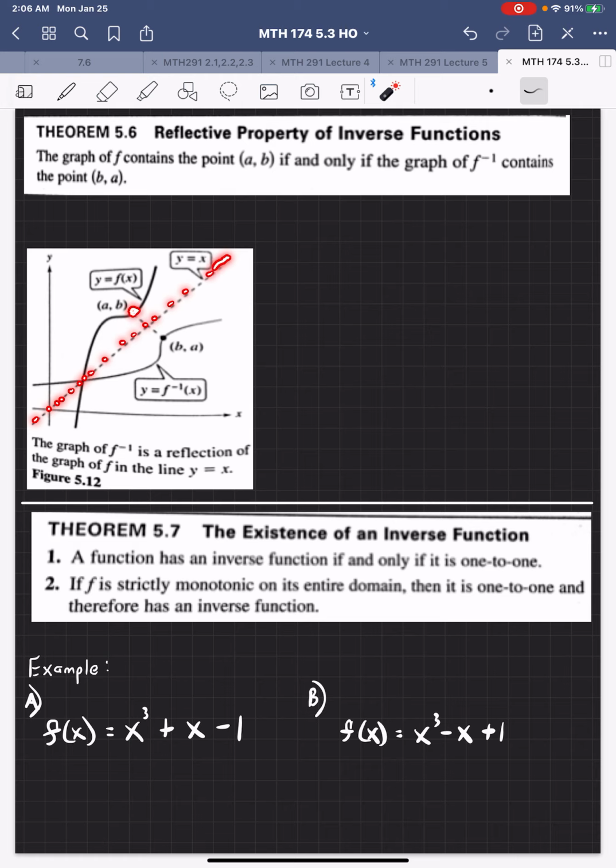So notice how you have point (a, b) here, and then you have point (b, a) here. Notice how the input is the output. The input of one graph is the output of the other graph. The domain is the range. The range is the domain.